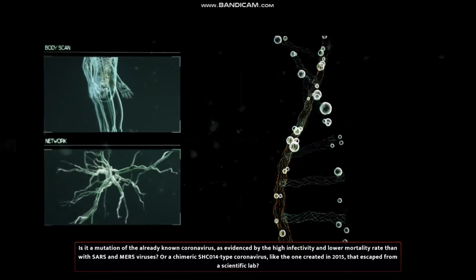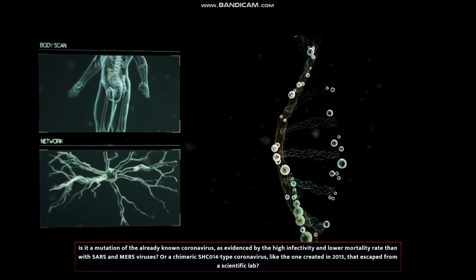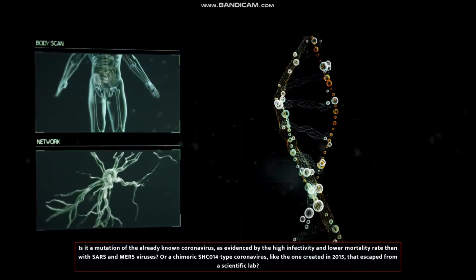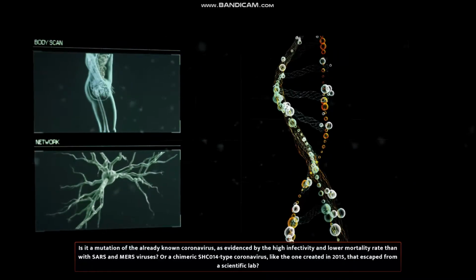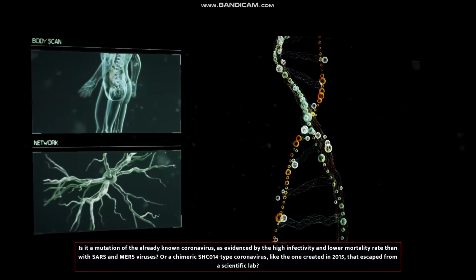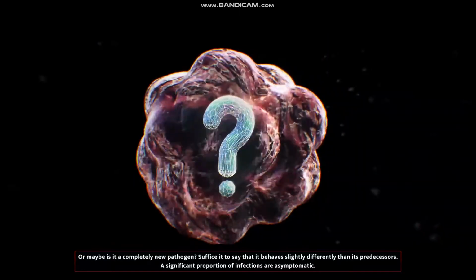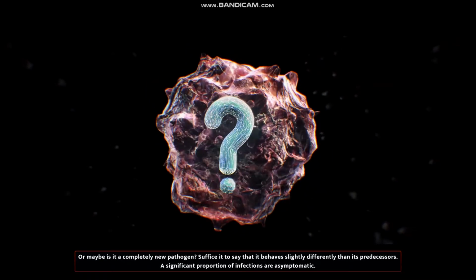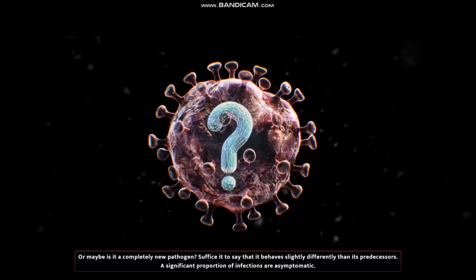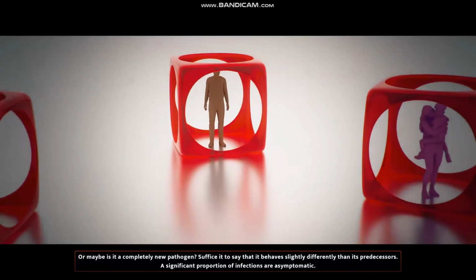Is it a mutation of the already known coronavirus, as evidenced by the high infectivity and lower mortality rate than with SARS and MERS viruses, or a chimeric SHC014 type coronavirus, like the one created in 2015 that escaped from a scientific lab? Or maybe it is a completely new pathogen. Suffice it to say that it behaves slightly differently than its predecessors. A significant proportion of infections are asymptomatic.